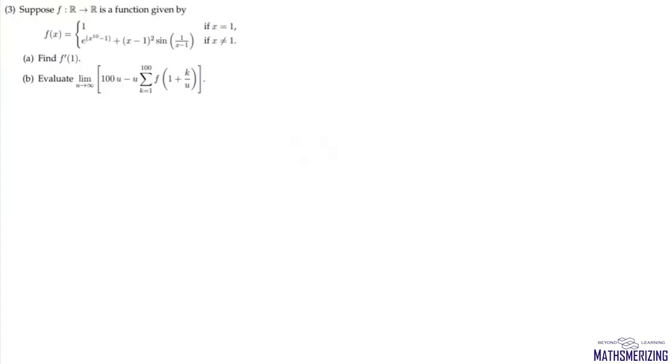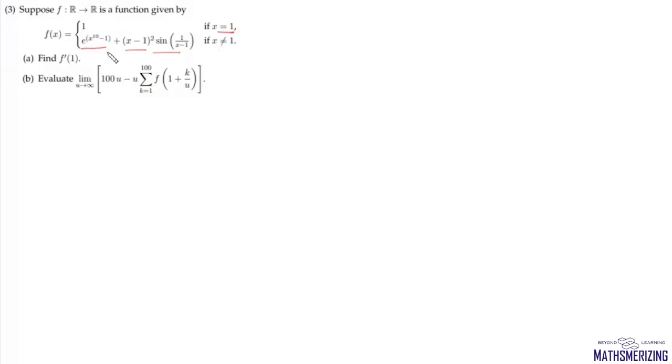Now in question number 3 it says, suppose a function is defined by f(x) equals 1 if x is equal to 1, and e to the power (x to the power 10 minus 1) plus (x minus 1) square sine of 1 upon (x minus 1) if x is unequal to 1. We need to find the value of f dash 1.